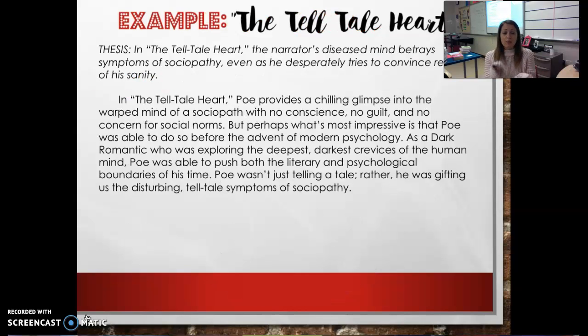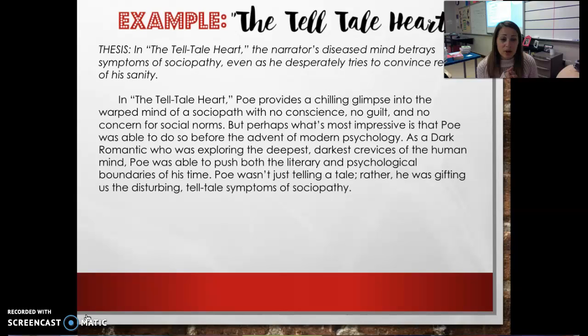So this is an example from a paper about "The Tell-Tale Heart." Our thesis says, in "The Tell-Tale Heart," the narrator's diseased mind betrays symptoms of sociopathy, even as he desperately tries to convince readers of his sanity. This is our conclusion now: In "The Tell-Tale Heart," Poe provides a chilling glimpse into the warped mind of a sociopath with no conscience, no guilt, and no concern for social norms. So that's how we restate our thesis.